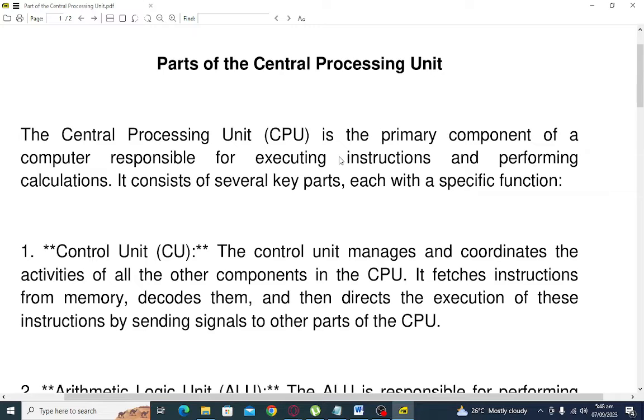So let's begin. Parts of the central processing unit. The central processing unit or CPU is the primary component of a computer responsible for executing its instructions and performing calculations. It consists of several key parts, each with a specific function.